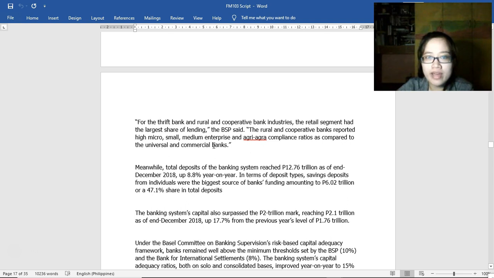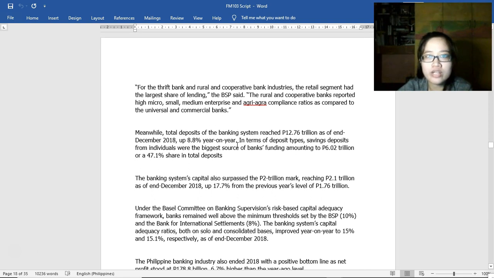For the thrift bank and rural and cooperative bank industries, the retail segment had the largest share of lending. Okay, rural and cooperative banks reported high micro, small and medium enterprise and agri-agra compliance ratios as compared to universal and commercial banks. Of course, the majority of universal and commercial banks cater to medium and large corporations. And then you have your rural and cooperative banks catering to micro, small and medium enterprises as well as agri-agra companies. Okay.